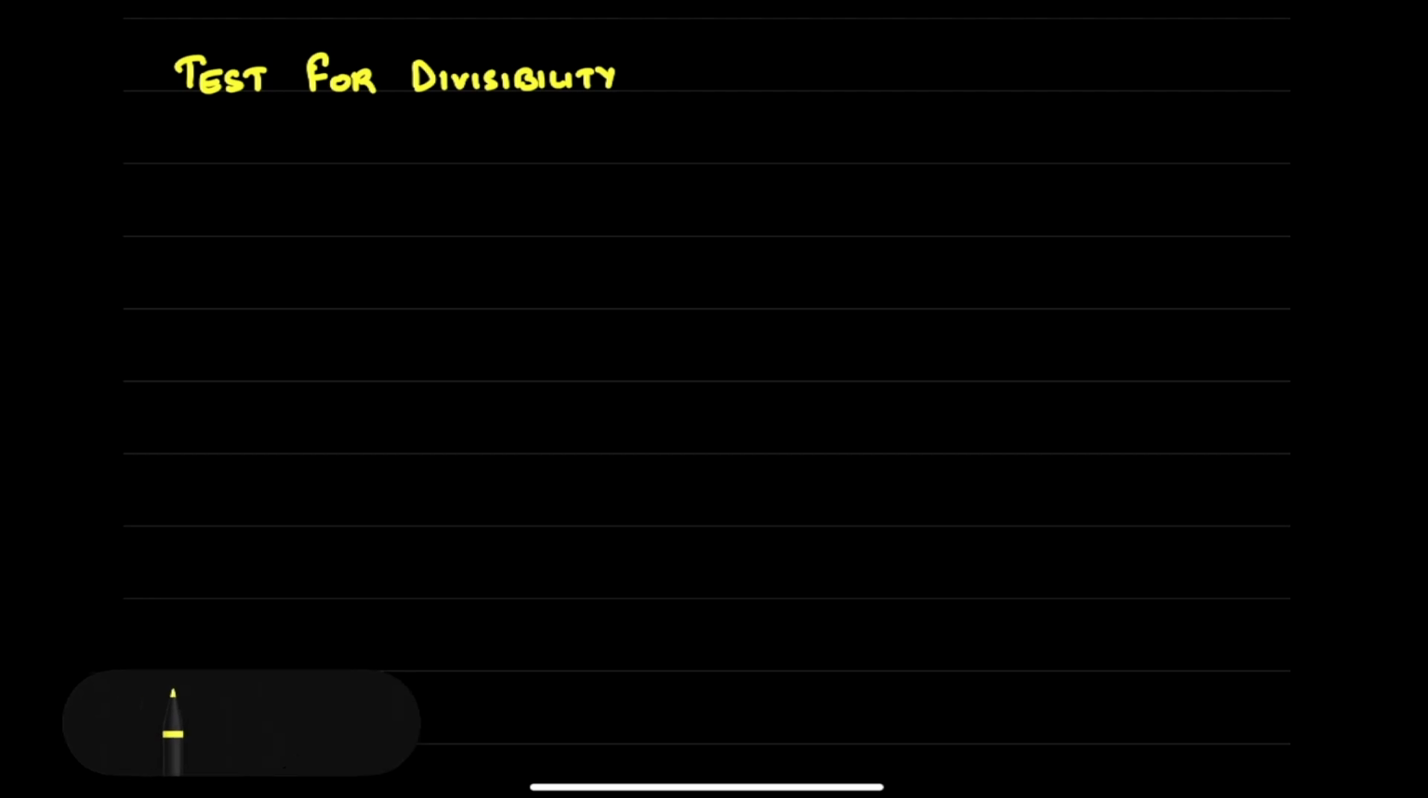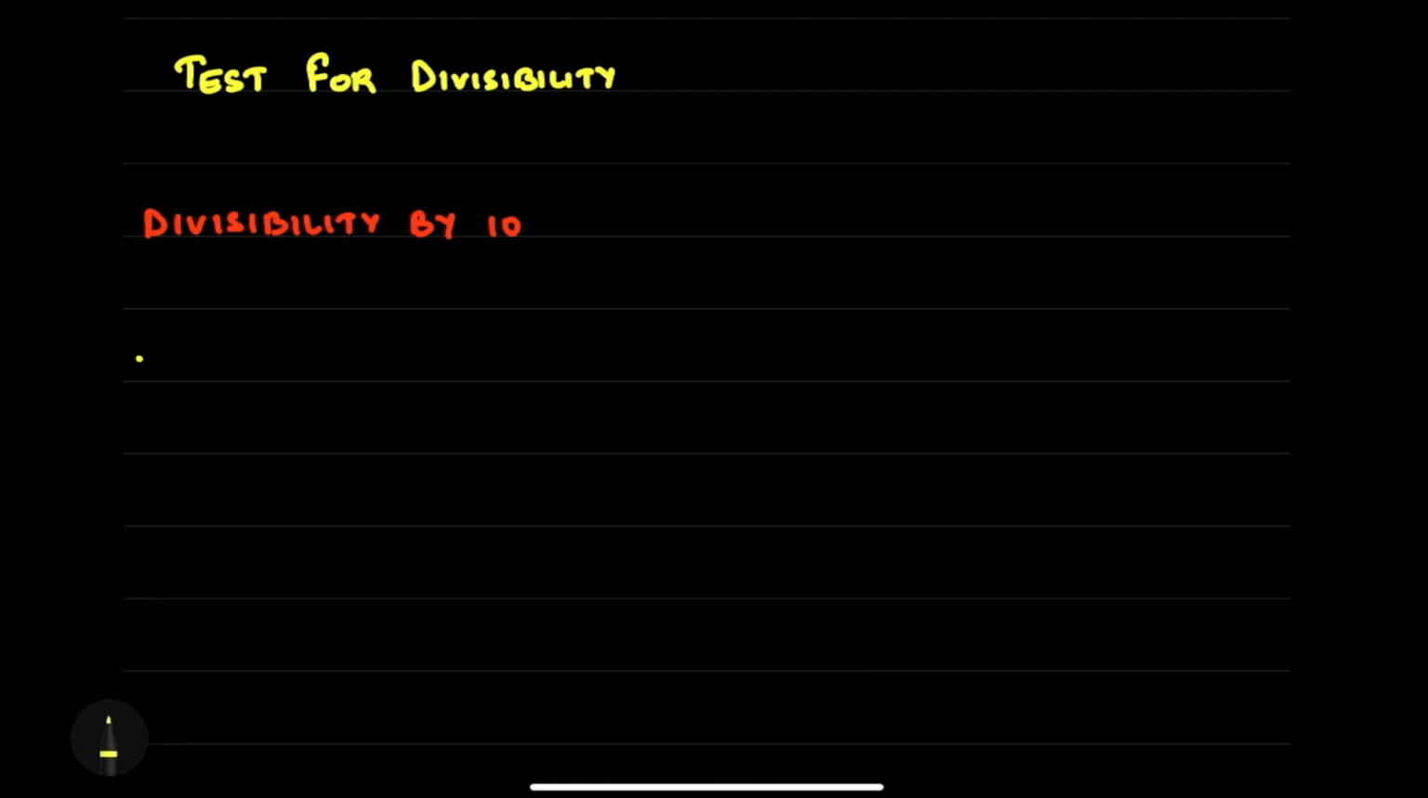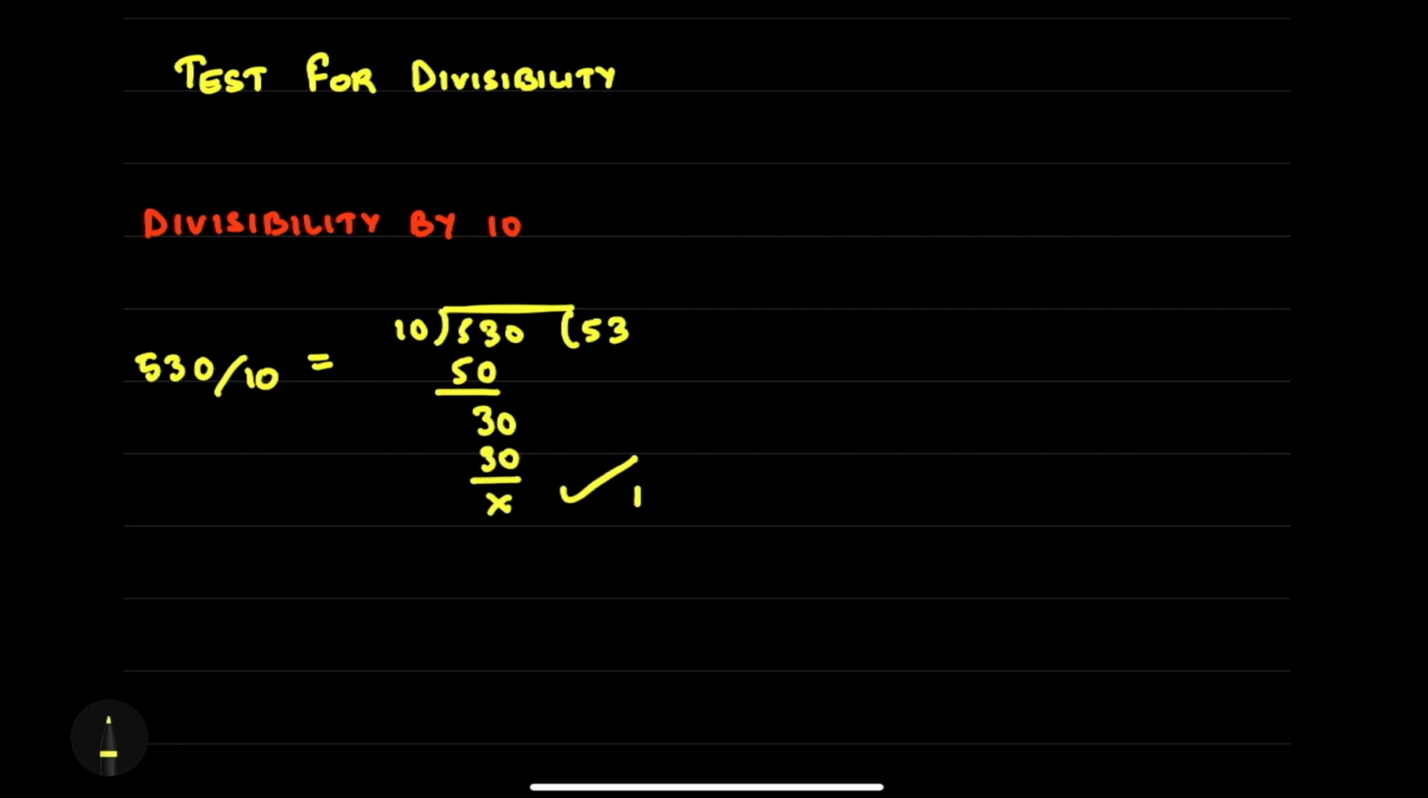So let's get started. Our first recap is divisibility by 10. We need to understand that a number will be divisible by 10 only if it has 0 in its units place. Let's look at some examples first. Say 530. Is it divisible by 10? Let's find out. 530 divided by 10, 53 and 0, 30. And yes, it is divisible by 10.